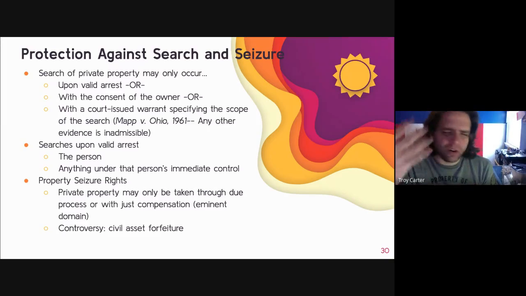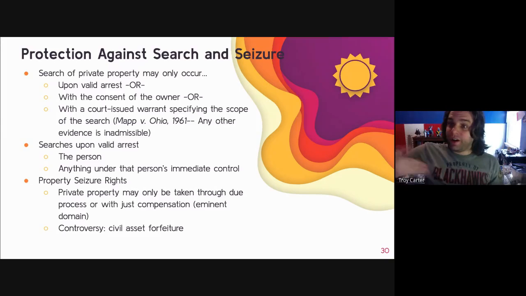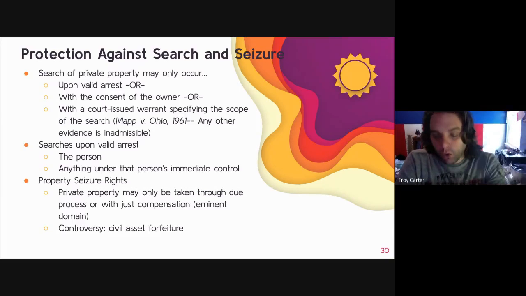So Mapp is an important case for us to understanding search warrants in general. Yes, search warrants apply at all levels of government. Anything that's found outside of a search warrant, be that because there wasn't a search warrant issued, or because it's outside of the scope of what the search warrant called for, is then inadmissible at the court level.